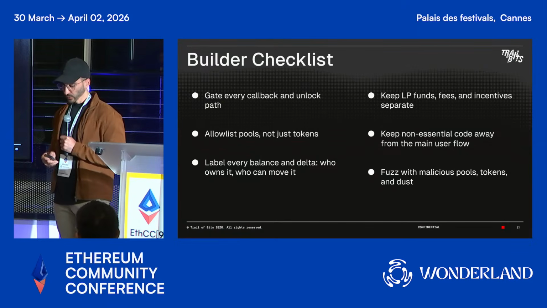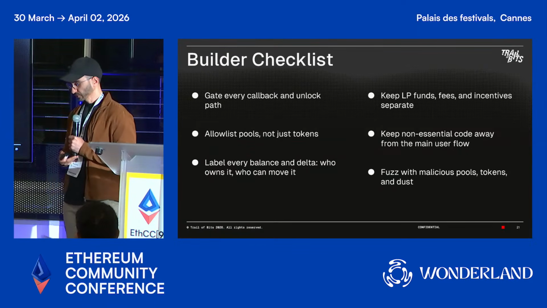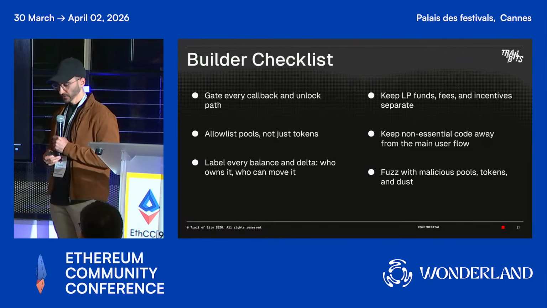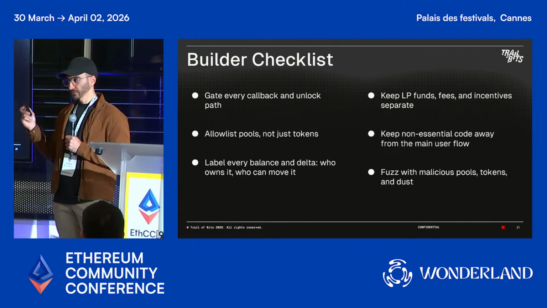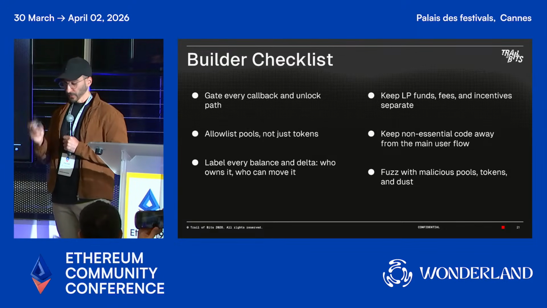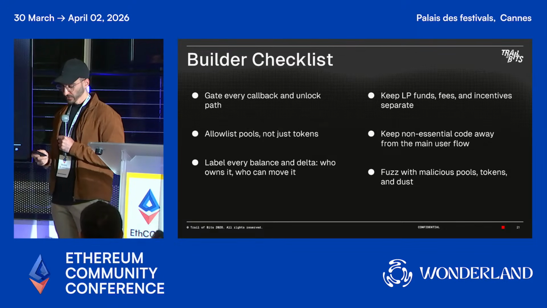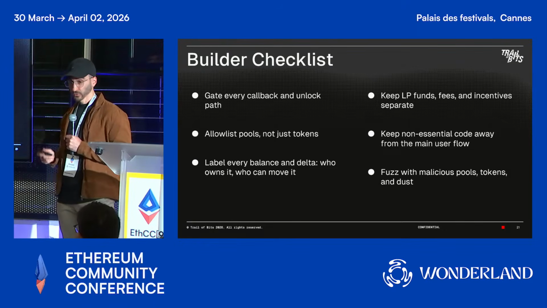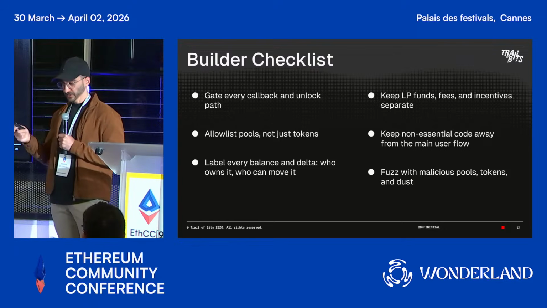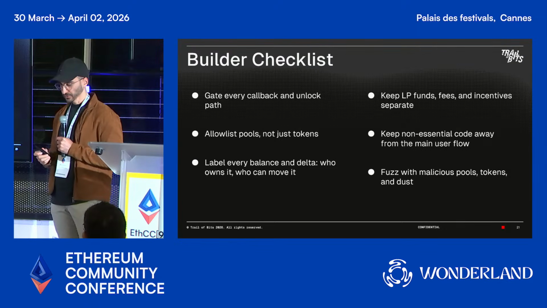And so as a takeaway, you can take screenshots for the developer. The auditor's checklist will be following up nicely. This is the main thing you should be ensuring when developing your hooks: access control, trust boundaries, making your internal accounting right. Keep LP funds, fees, and incentives separate, is what I was telling you.